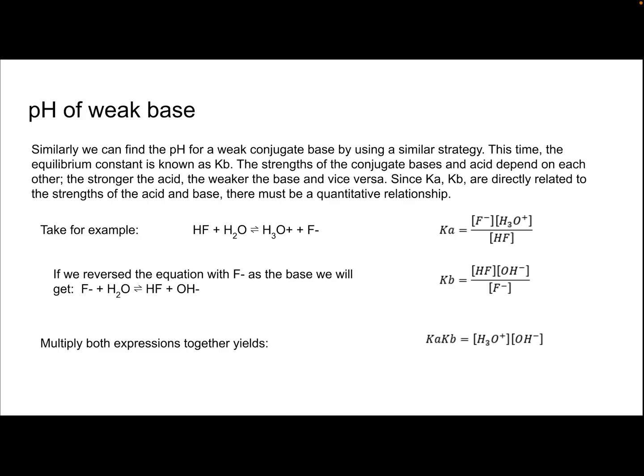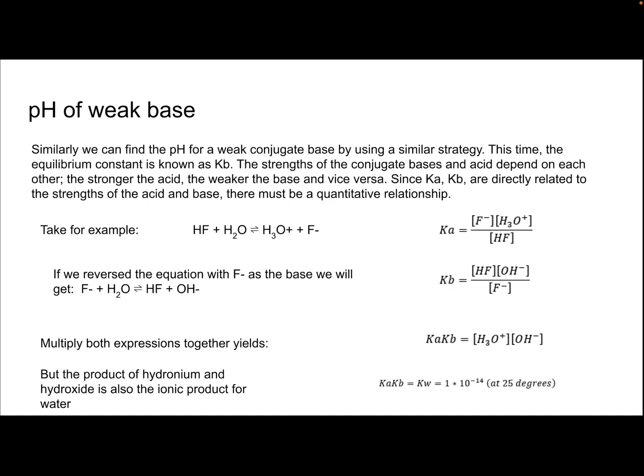You should notice from last year that the product of the hydronium and OH- is also the ionic product for water, right? So that is Kw. So the hydronium concentration multiplied by the OH- concentration is the ionic product for water, which at 25 degrees Celsius is 1 times 10 to the power negative 14. Therefore, Ka times Kb equals 1 times 10 to the power negative 14. So if you have the Ka value, you can find your Kb value. They are directly related by Ka times Kb equals Kw.